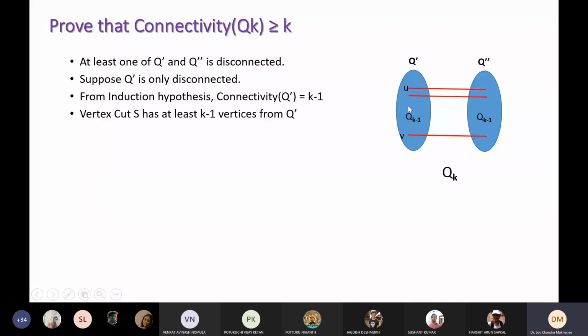Because S is a vertex cut for QK and S is also a vertex cut for Q prime. From induction hypothesis we know that to disconnect Q prime, exactly K minus 1 vertices are needed. So S is a vertex cut for QK, so the vertex cut will have at least K minus 1 vertices, and that must be from Q prime. Now, if vertex cut S does not have any vertex from Q double prime, then we say that QK is connected.